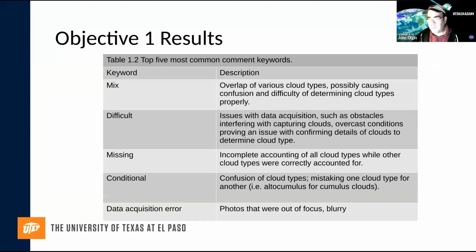So when I took notes of the more common words, like a word map in a way, the 5 words that were the most common when analyzing my own notes, one of the keywords here was mix. What I mean by mix when I was looking at everybody's data is that some of the clouds were mixed, literally. So you see high level clouds, and all of a sudden you see cumulus clouds.